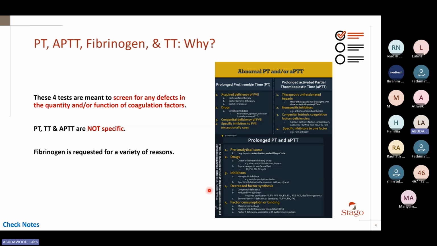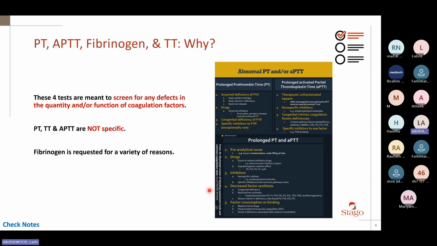Now, when these tests are prolonged, we generally have to dig a little deeper. If they are normal, everything is fine, generally speaking. But if they are abnormal, we cannot say this particular thing is wrong with the patient. We have to go to more studies: mixing studies, anti-Xa assays, lupus testing, factor assays, and so on and so forth. This is where we go into specialty testing.